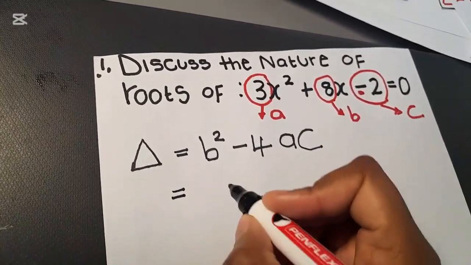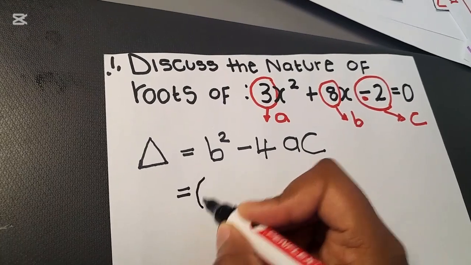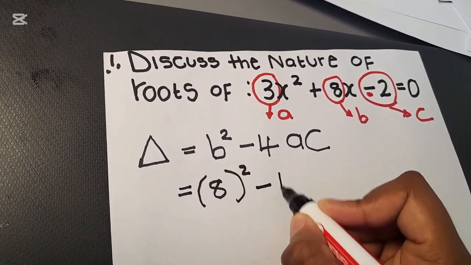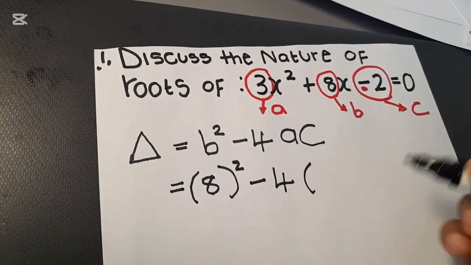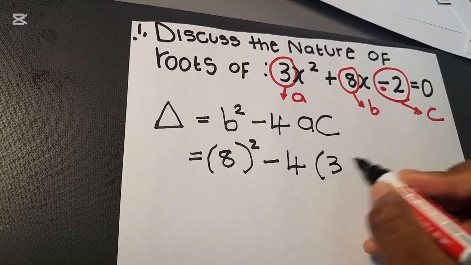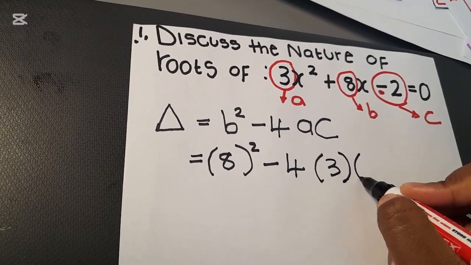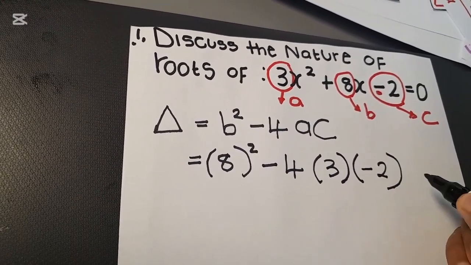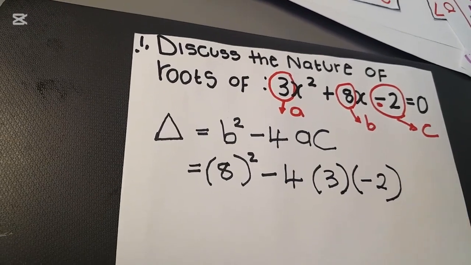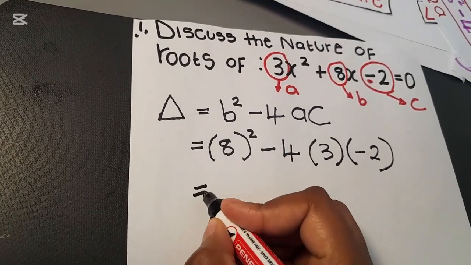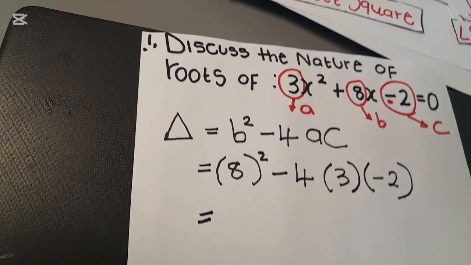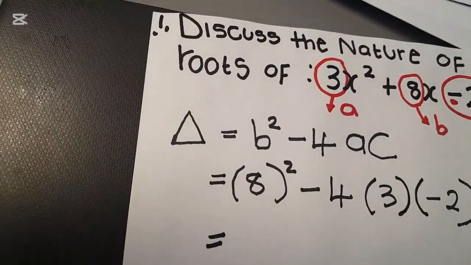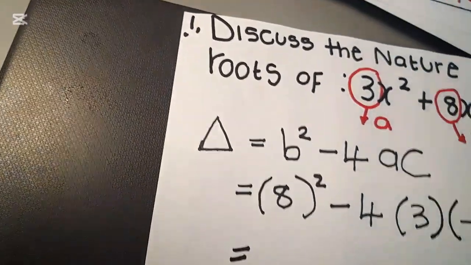Our discriminant is equal to b squared minus 4ac. In place of b, we're going to put 8, squared, minus 4, and in the place of a, we're going to put 3. Close the bracket, open the bracket, and substitute our -2, which represents our c, right? We have it now together. Now let's see what this has for us.